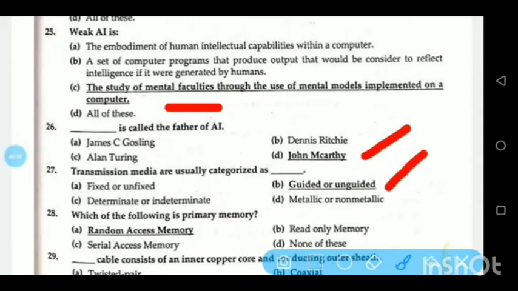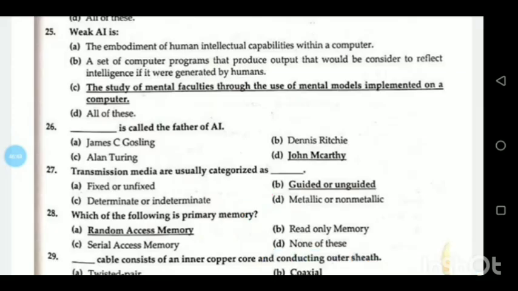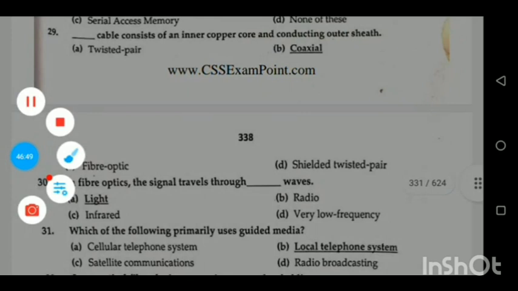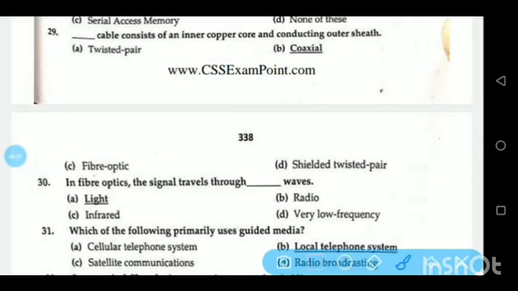Transmission media are usually categorized as guided or unguided. Which of the following is primary memory? Random access memory. Dash cable consists of an inner copper core and conducting outer sheath. Coaxial.